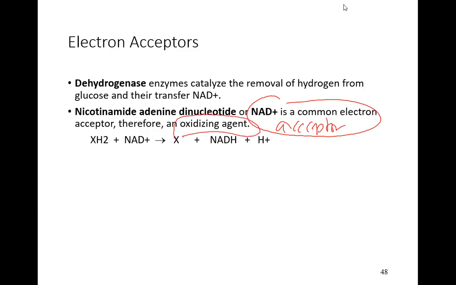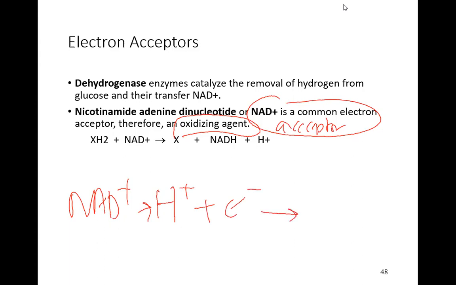So you can strip off hydrogen ions and electrons using NAD plus and oxidize something. Not very well, and not a lot of energy gets released, but you can still use NAD plus.